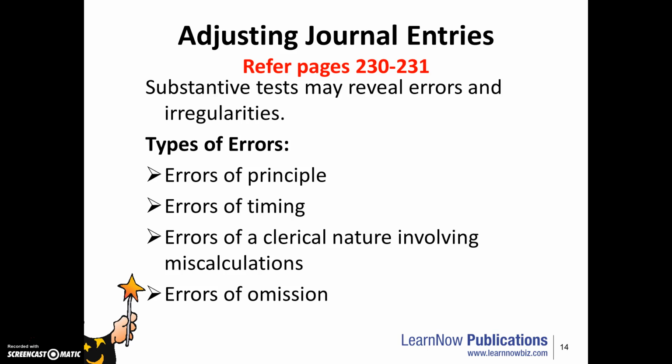These substantive tests may reveal errors and irregularities. Page 230 to 231 discusses this in further detail. The types of errors that may occur include errors in principle, timing, miscalculations, or omissions.